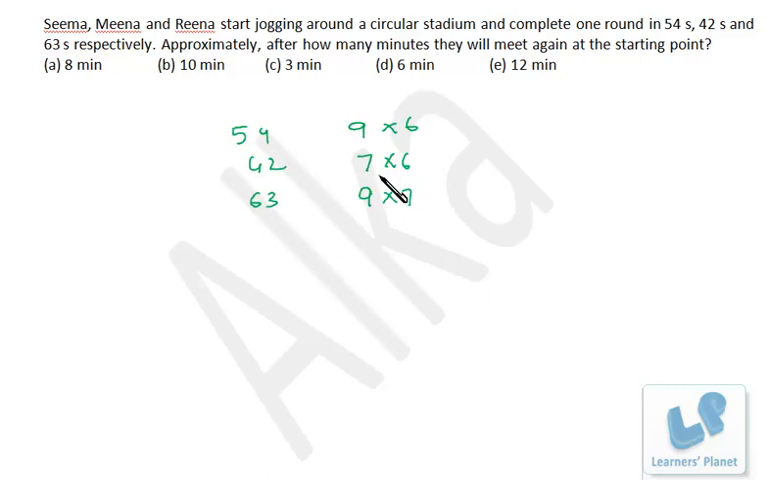So I'm not going for prime factorization over here. I just have to quickly do it. 9 into 6 into 7, that is the LCM of these three. So this is in seconds, so I divide it by 60 to get minutes, right? So 9 sevens are 63 by 10, that is around 6.3 minutes. So that's 6 minutes. Okay.